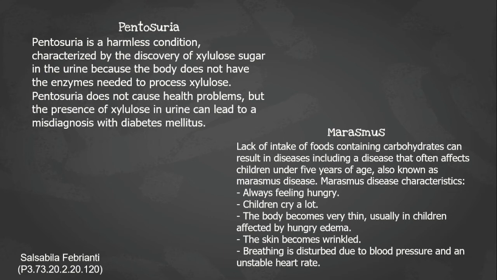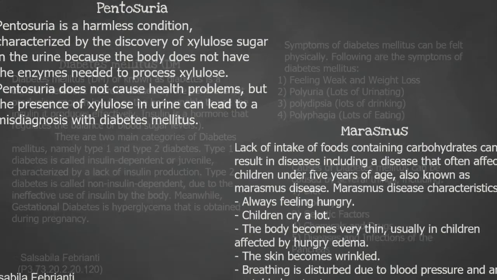6. Marasmus. Lack of intake of food containing carbohydrates can result in disease, including a disease that often affects children under 5 years of age, also known as marasmus disease. Marasmus disease characteristics: 1. Always feeling hungry. 2. Children cry a lot. 3. The body becomes very thin, usually in children affected by hunger edema. 4. The skin becomes wrinkled. 5. Breathing is disturbed due to low blood pressure and unstable heart rate.